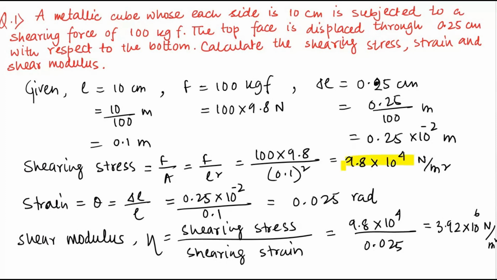First, the shearing stress is 9.8 into 10 to the power 4 Newton per meter square. Then strain is 0.025 radian. And then the shear modulus is 3.92 into 10 to the power 6 Newton per meter square.